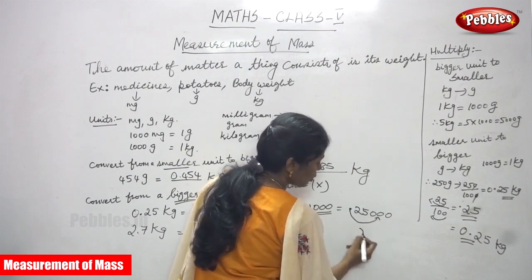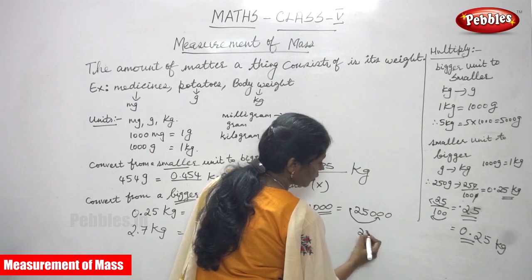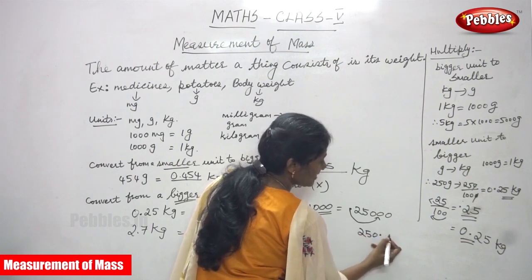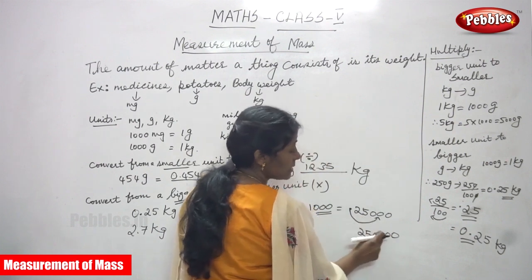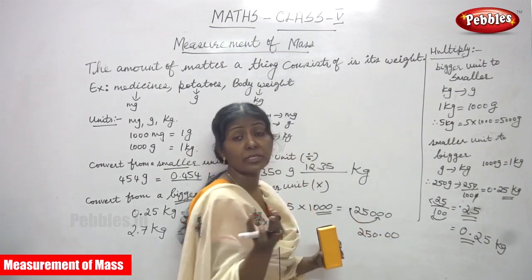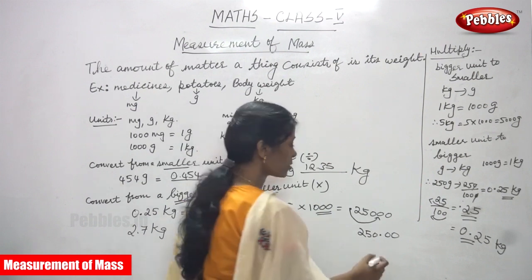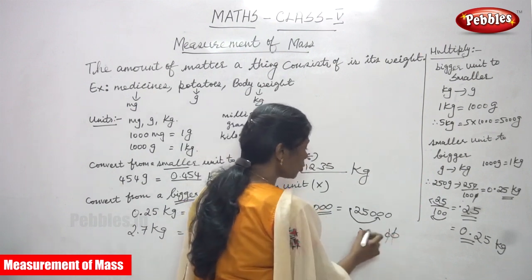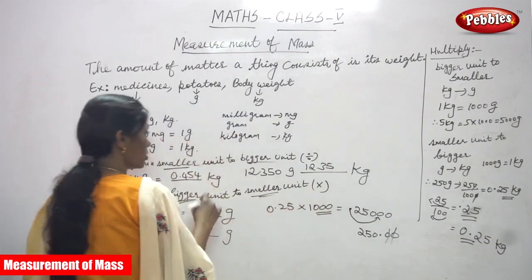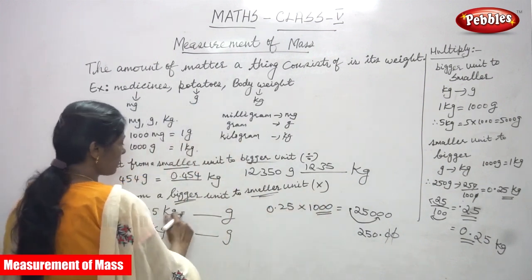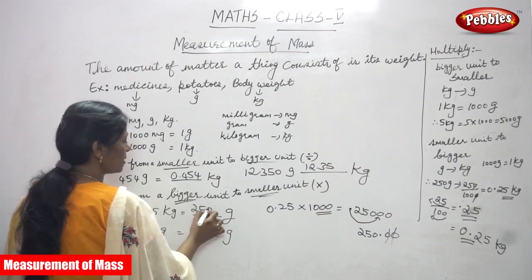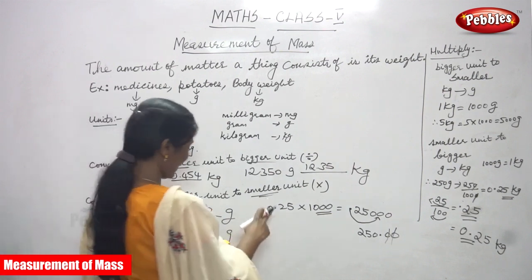That means 250.00. After 250 you have to put a point. I told you after the point there is no need to add zeros. So just cancel the zeros. So 250 what? 0.25 kilogram means 250 gram. This is the right answer.